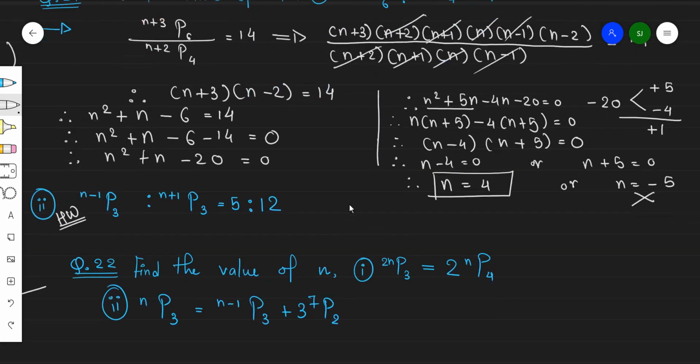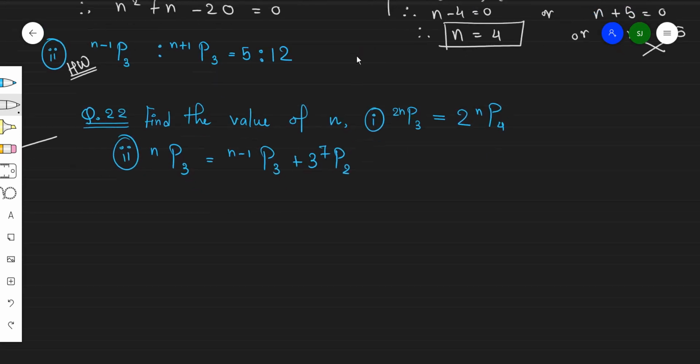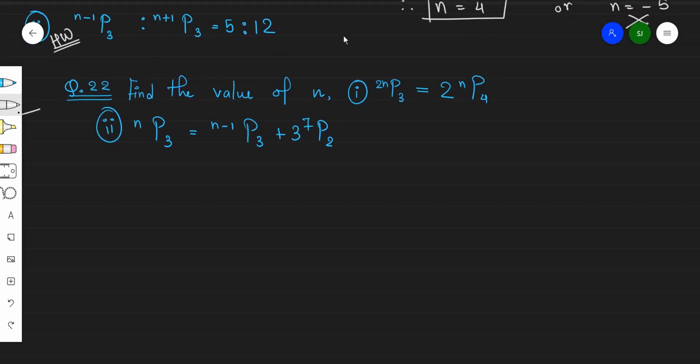Okay, this is also a good question. Question number 22. There are two questions inside 22. The first one is this, which is actually easy as such. So this I'll keep as homework for all of you. But we'll discuss the second question of 22, because over here there is a plus sign which we haven't discussed yet. So we should discuss this.